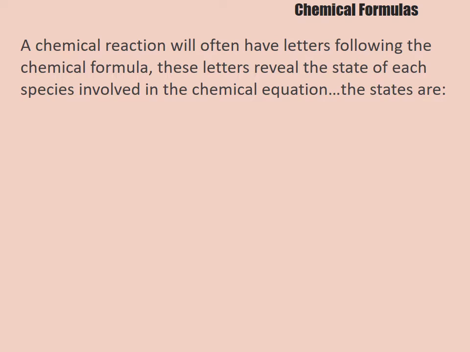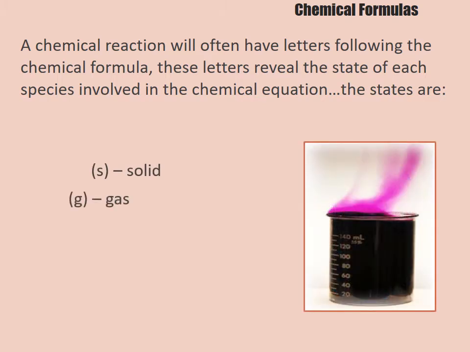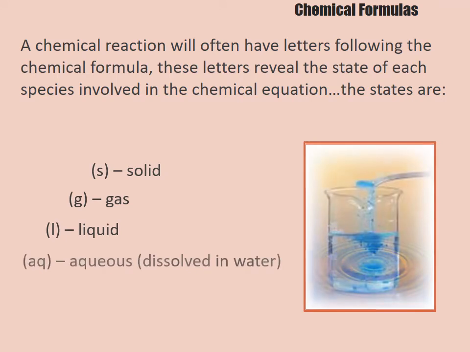A chemical reaction will often have letters following the chemical formula. These letters reveal the state of each species involved in the chemical equation. The states are S for solid, G for gas, L for liquid, and AQ, which means it is aqueous. It has been dissolved in water.